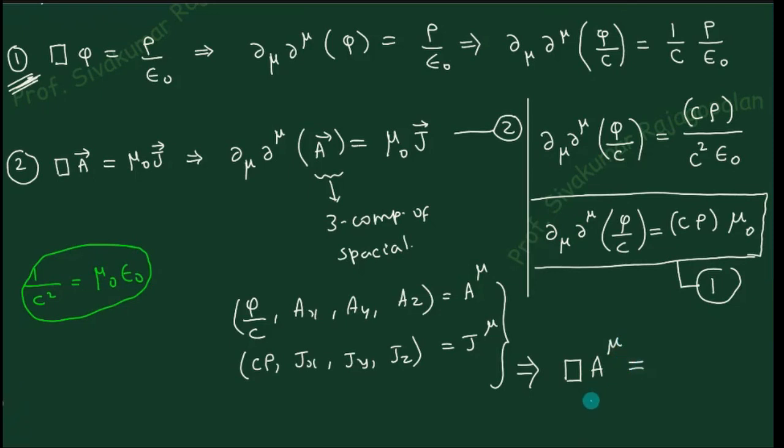That is equal to, come to this side. If I come to this side, you have 0, j. 0, j is j mu. Therefore, I have a constant mu naught into j mu. And that's all.